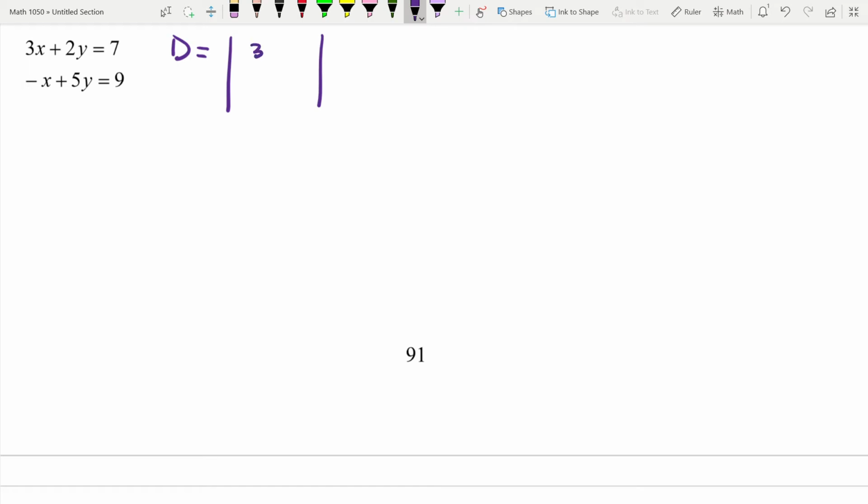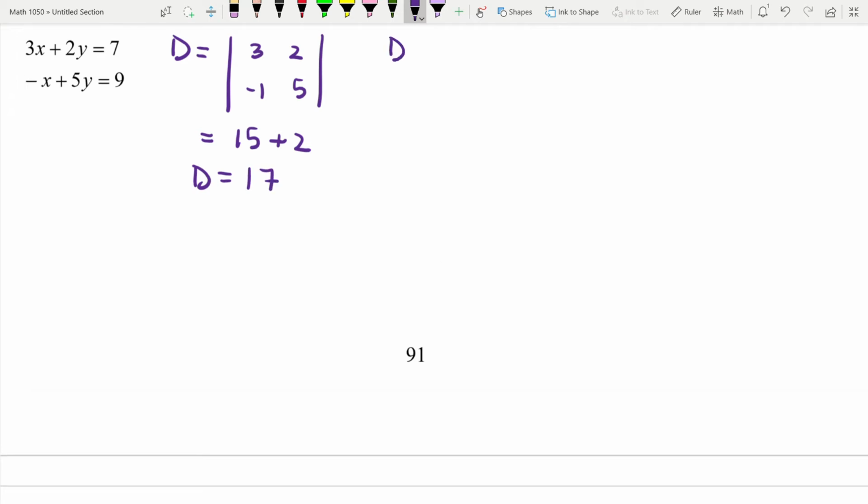So across the top would be 3, 2, underneath negative 1, 5. When you evaluate it, you do that cross multiply thing. Make sure you multiply the 3 and the 5 together first. So 3 times 5 is 15, minus 2 times negative 1 is a negative 2, minus a negative 2 is a plus 2, so I know the value of D is 17.